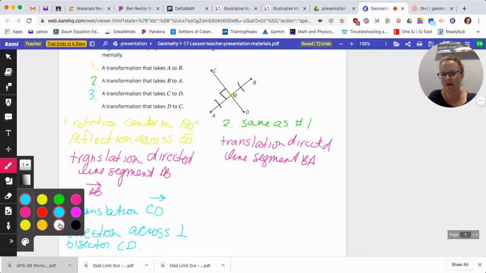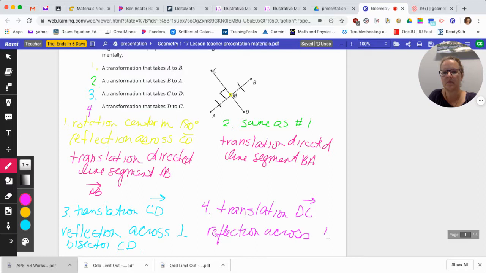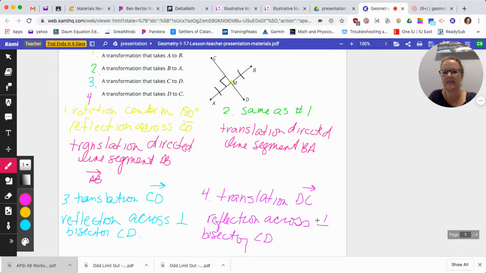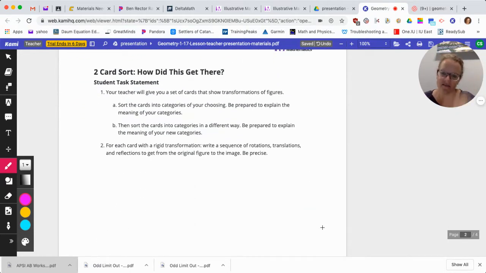And number 4, need another color. Purple. A transformation that takes D to C. So we can do a translation from directed line segment DC or a reflection across perpendicular bisector CD again. Okay, cool. We were supposed to do that mentally, you know, just in our heads.